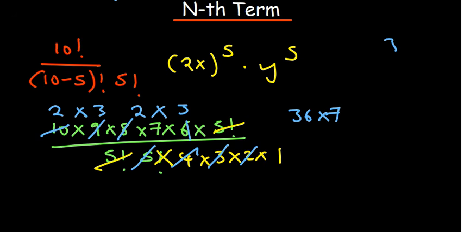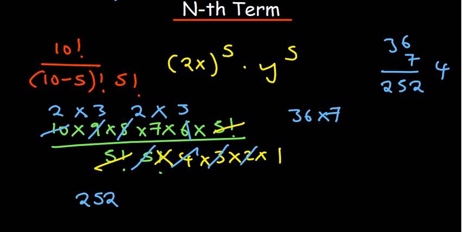Now we have 36 times 7. 6 times 6 is 36. 7 times 6 is 42, so you write a 2, carry a 4. 7 by 3 is 21 plus 4, 25. So 252. I hope I'm right. There are videos where I've made mistakes with such calculations.